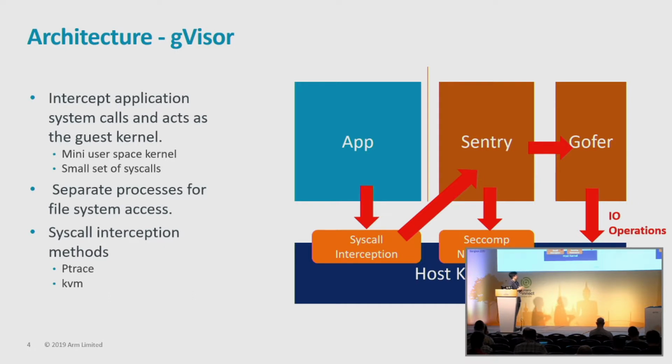And there are two syscall interception methods in gVisor. ptrace, the performance is not so good, but stable enough. KVM, the performance is quite good for production areas. And we have already enabled ptrace on Arm, and we are trying to enable KVM.